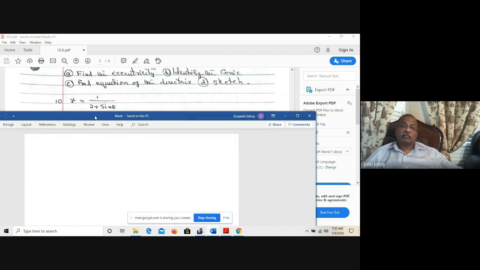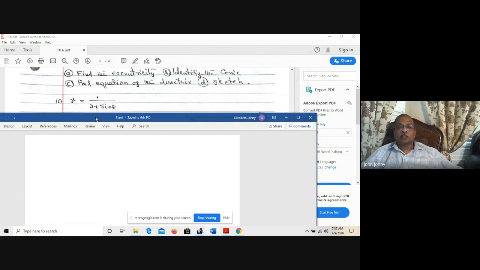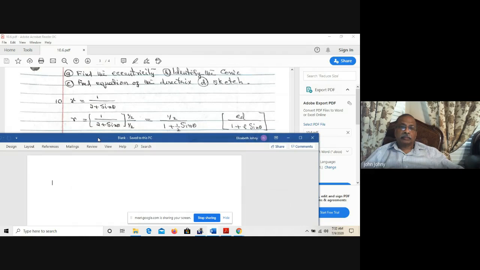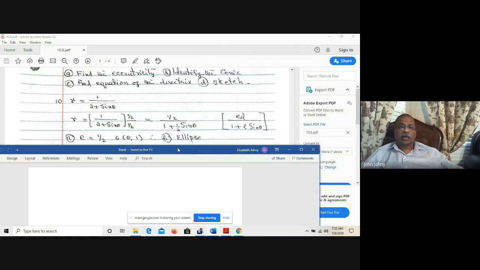r is equal to 1 divided by 2 plus sine theta. So the denominator must be 1 plus or minus cos theta or sine theta. So you divide the numerator and denominator by 2. The numerator becomes 1/2 and the denominator becomes 1 plus 1/2 sine theta. So you compare it with ed divided by 1 plus e sine theta. e is 1/2, and that is between 0 and 1. Therefore, it is an ellipse.